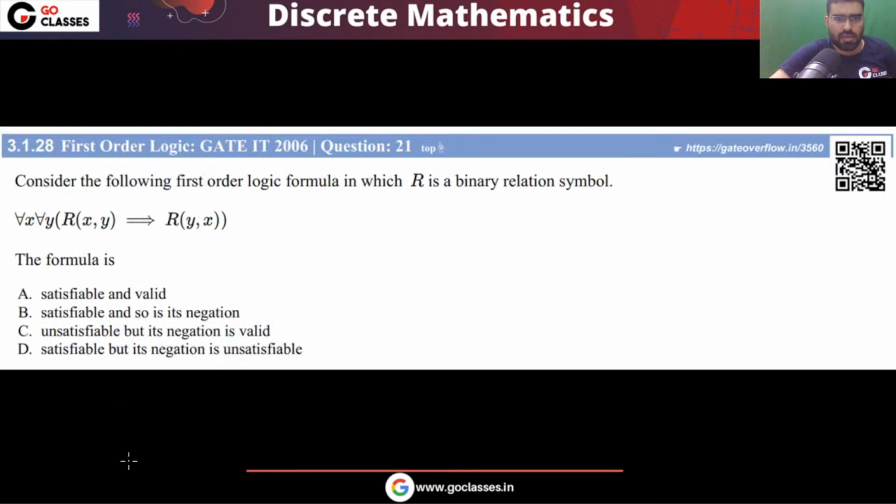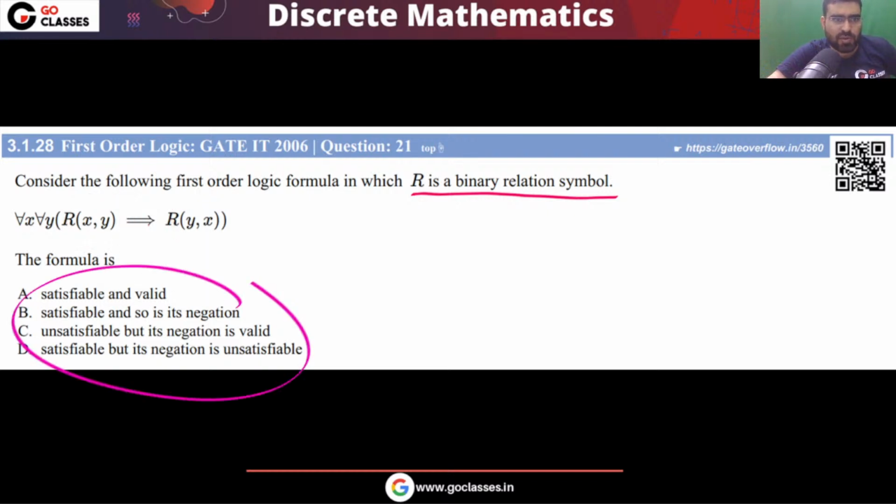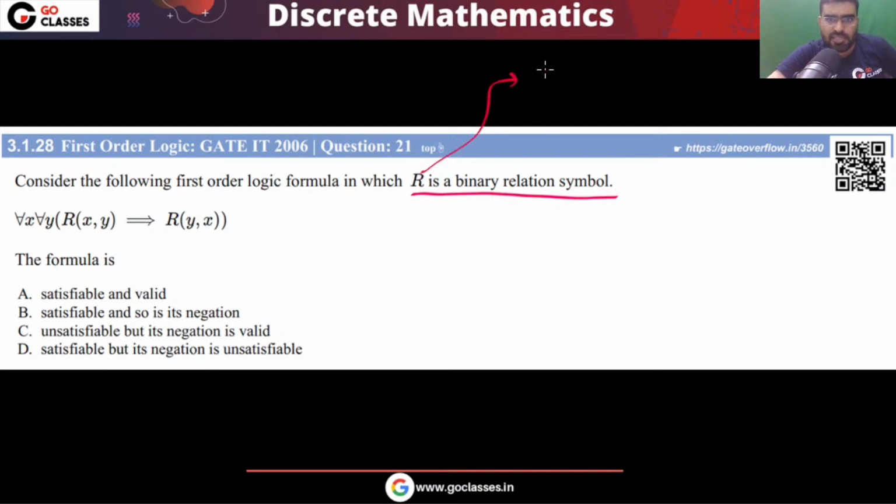Let's see this one. Tell me the answer for this question. Consider the following first order logic formula. A formula is given to you, whereby R is a binary relation. You can notice this is a binary relation. And the question is asking, is this valid or satisfiable? So this R is some binary relation.